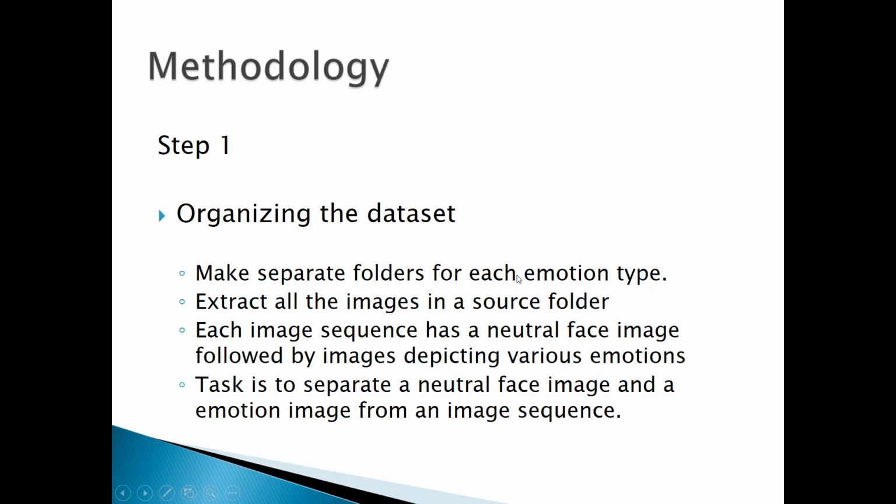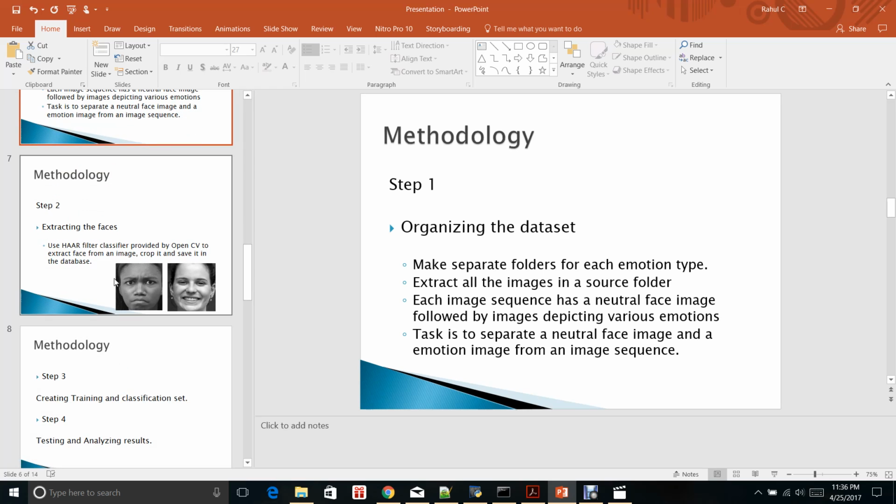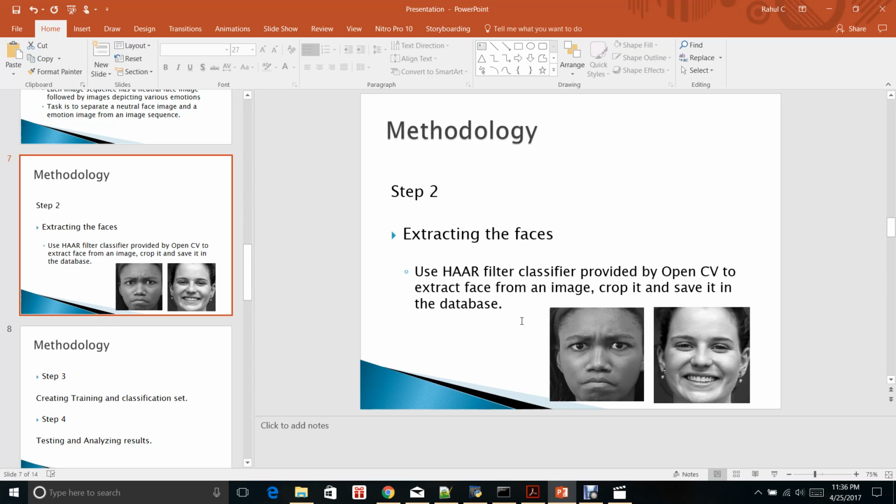So our task in this stage is to separate a neutral face image and its corresponding emotion image from this image sequence. So we are done with step 1. Second is to extract the faces. We'll be using the Haar filter provided by OpenCV to extract faces from the image. After we have extracted, we'll crop the image and save it in the database. As we can see here, only the facial part of the image has been cropped and saved.